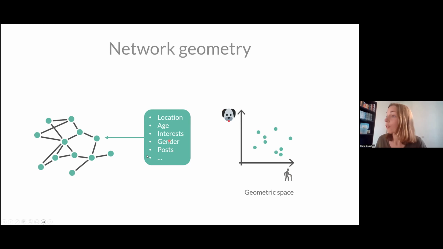So this means that all these features, location, age, whatever, put you in a geometric space that says, I have this age and this is my preference for dogs. But of course, there will be many more. So you can have many properties, and based on how similar you are, you are more likely to be connected. This is why you are likely to see triangles like this, but not so likely to see them like this between people who are very dissimilar.